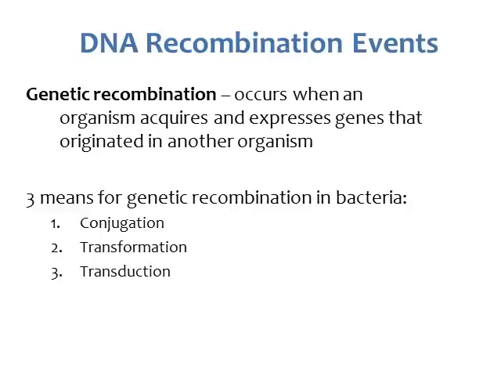So in bacteria, the DNA can go through a process called recombination. Genetic recombination is a process where organisms acquire and express genes that were originally found in a different organism. So this is how bacteria cells can pick up genes or DNA from other species of bacteria, and then they can actually express these genes. And there are 3 means for genetic recombination in bacteria. We're going to go through conjugation, transformation, and then transduction. Those are the 3 recombination events that can occur.